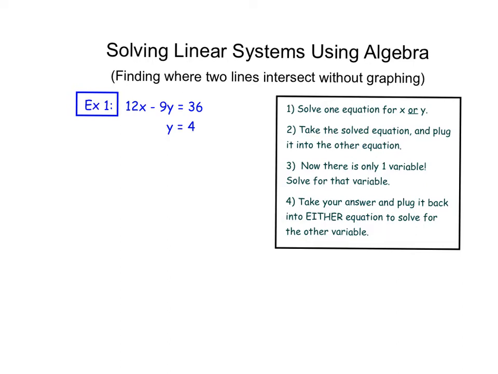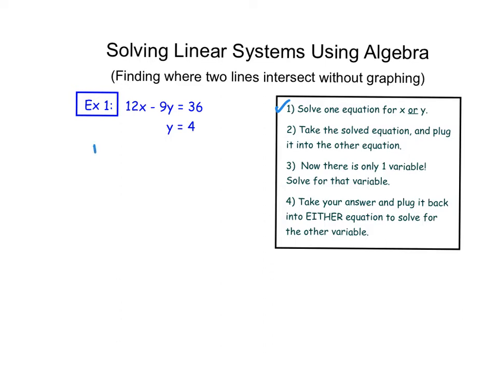So for this first example, we've got 2 linear equations. One is 12x minus 9y equals 36, and the other one is y equals 4. And so step 1 says solve one equation for x or y, and we're done with that. We have y equals 4. And then it says take the solved equation, y equals 4, and plug it into the other equation.